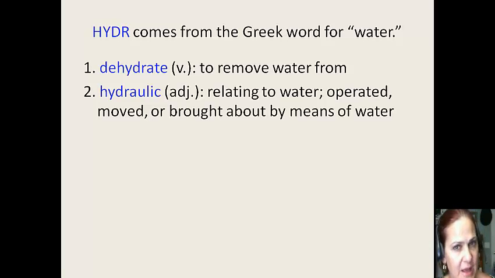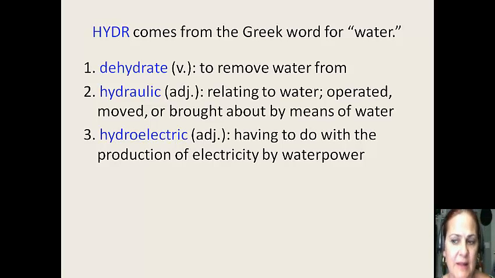So hydraulic brakes. Then we have hydroelectric, which is having to do with the production of electricity from water power. I had the privilege this summer of visiting the Hoover Dam right outside of Vegas. It's huge. And the whole purpose of that dam is for the hydroelectric power. I know maybe a lot of you think that the purpose was to create Lake Mead so that you can go boating and skiing and all that stuff, but actually Hoover Dam was created to provide electricity from the movement of the water.